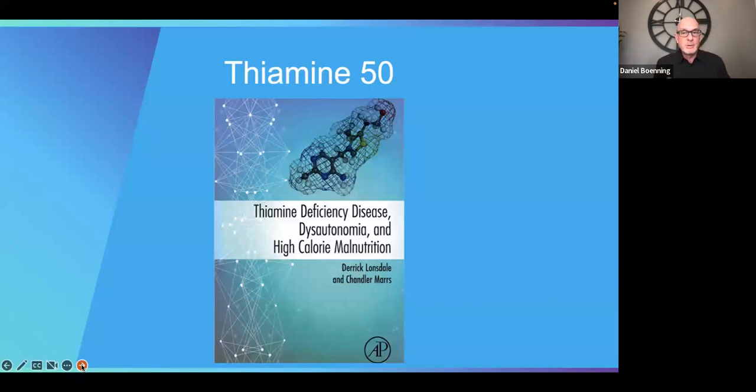And sometimes certain individuals can only handle so much. This book I've shared with many of you, Thiamine Deficiency Disease, Dysautonomia, just what we talked about. Imbalance in the autonomic nervous system and high calorie malnutrition. This doctor who wrote this book is out of the Cleveland Clinic. I have this book right here. Read every page of it. You see my tabs. I got to share with you, just to give you an example, how solid this information is that I'm going to share with you.